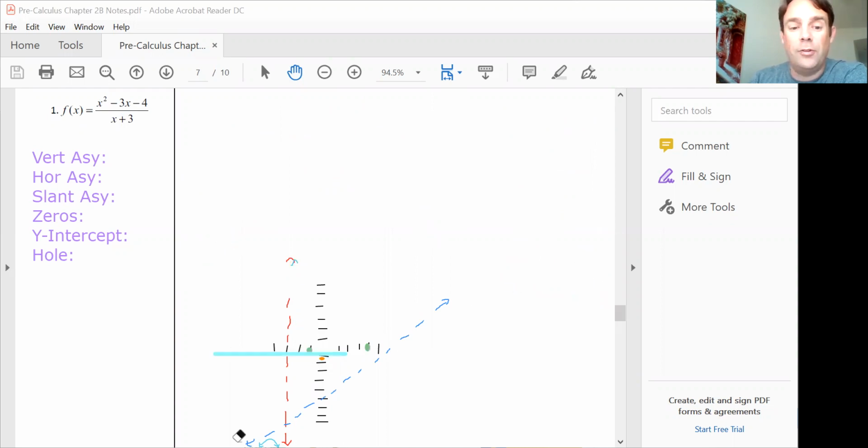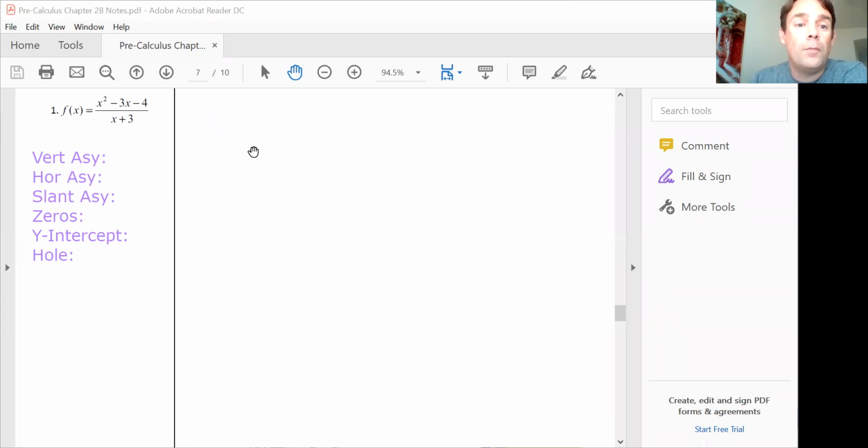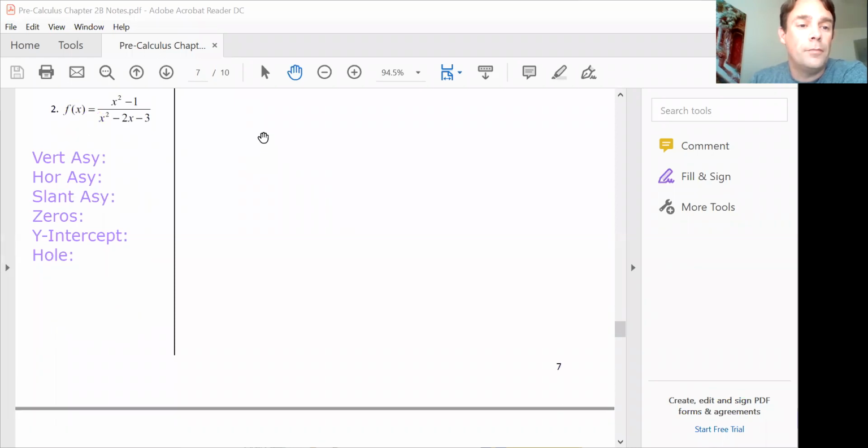Probably thinking I should just have cleared the screen and just rewrote those titles, but that's all right. I like playing with the magic eraser there. There's our graph right there. Here we go.